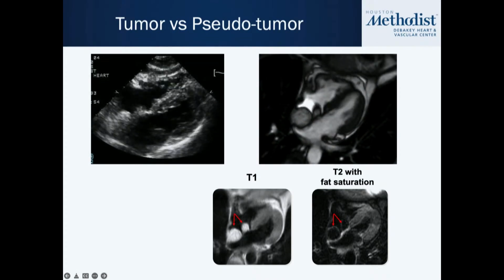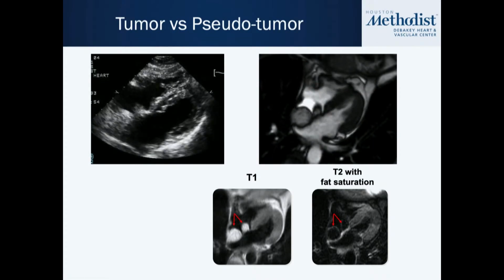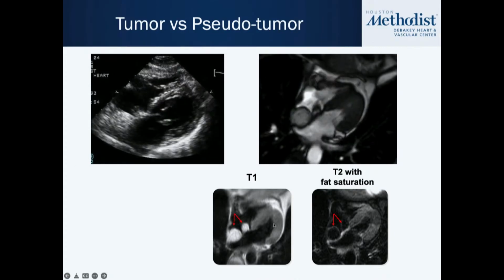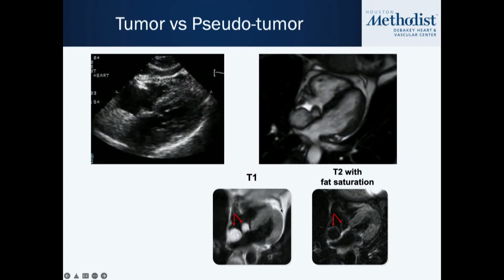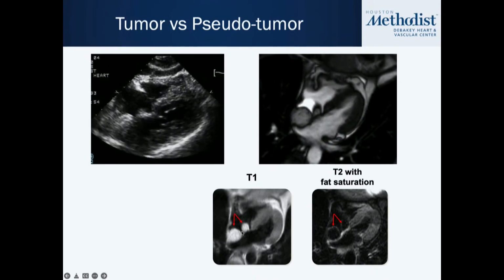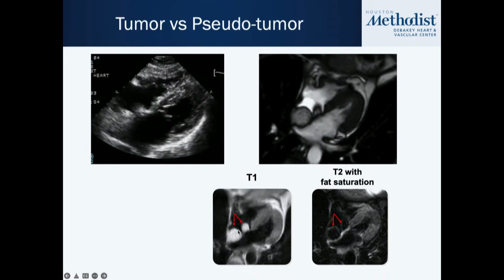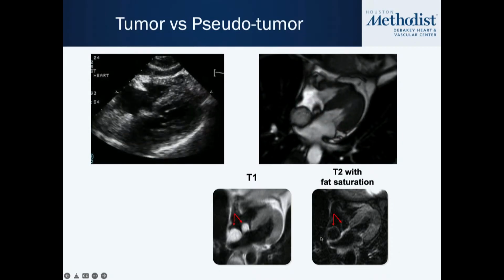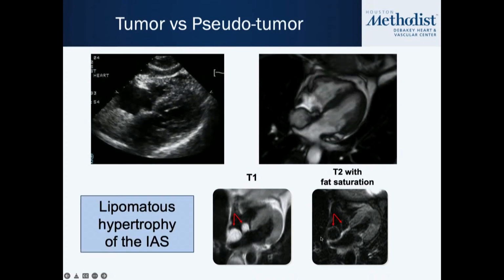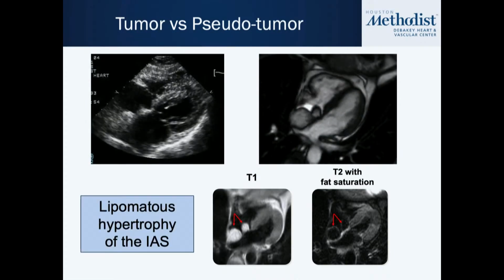Below, you can see on the T1 and T2 the very bright signal on T1. As we said, T1 gives a high signal when you have fat. You can see here the epicardial fat and the chest wall have the same signal, which confirms that this is fat. And then on the right side we have T2 imaging with fat saturation, and you see how it turns black. So this is clearly a case of lipomatous hypertrophy of the interatrial septum.